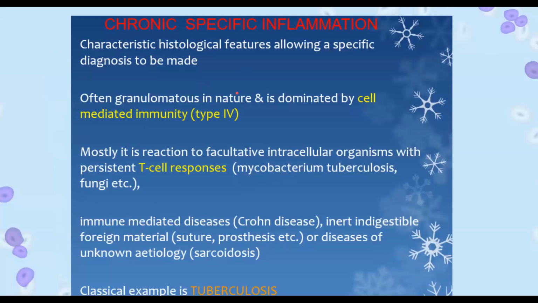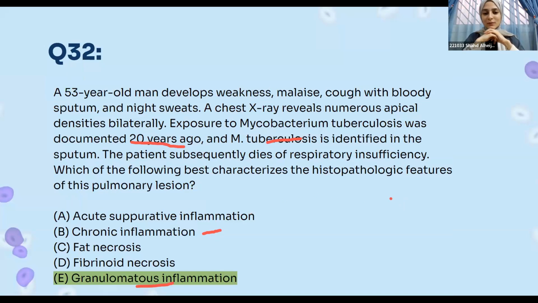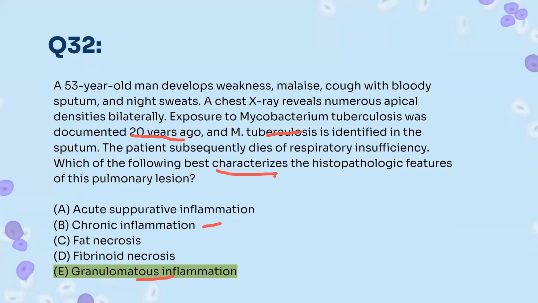But chronic inflammation is general. The question is saying what characterizes TB. A characteristic of TB. Anything could be chronic inflammation. What's characteristic for TB is the granulomatous inflammation. It's not appealable. That's true.